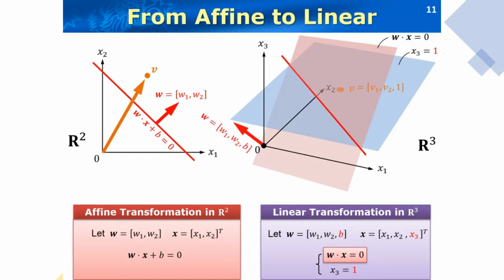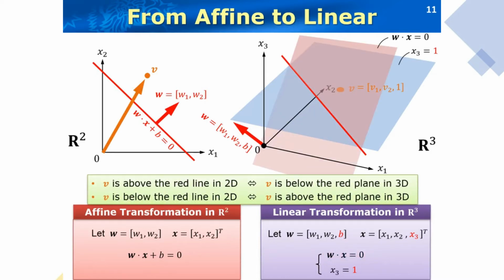wx is equal to 0 denotes another plane shown in red color, which crosses the 0 point in 3 dimension. The norm vector of this red plane is denoted by w, which takes the value w1, w2, b. It is important to notice that in 2 dimension we use a red line for binary classification, and the red line may not cross the 0 point. When converting it into 3 dimensions, we can use this red plane for binary classification, and this red plane crosses the 0 point in 3 dimension.